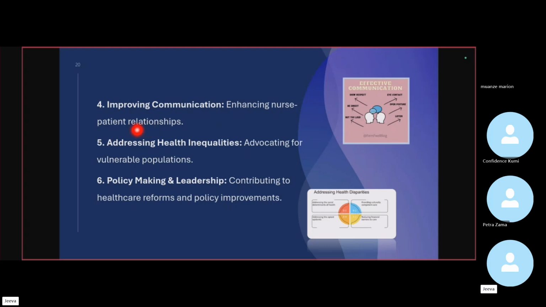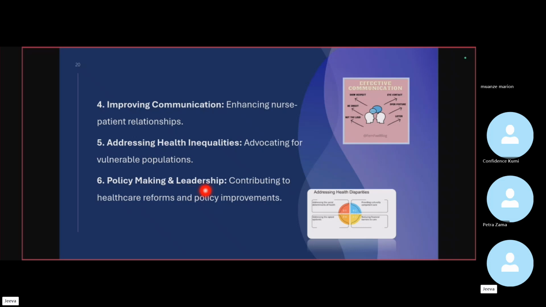Then addressing health inequalities. You should advocate for vulnerable populations also. Being a healthcare professional, you should not show any inequalities when you are treating a patient. So you should give everyone equal care. No matter whether the patient is poor, rich or whatever, you should give equal care to everyone.